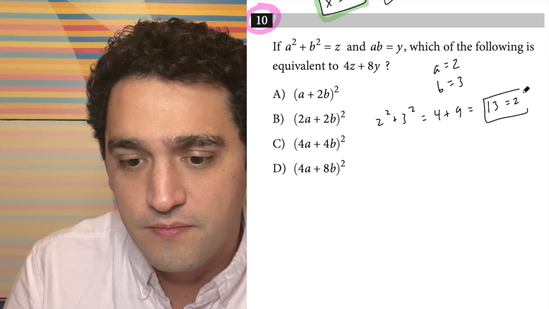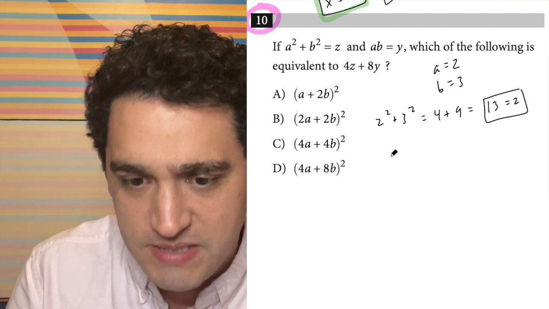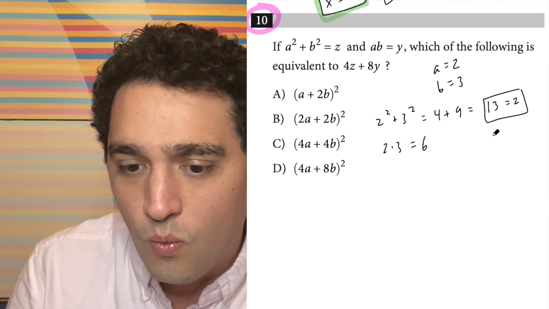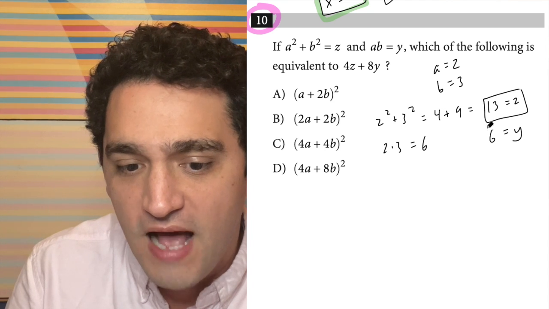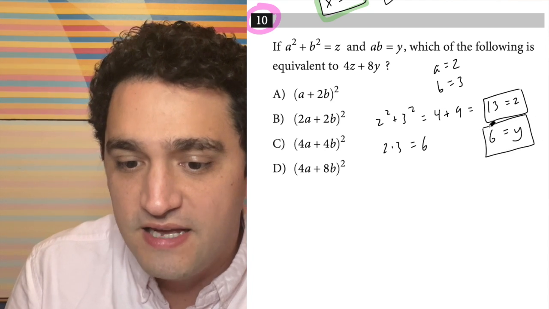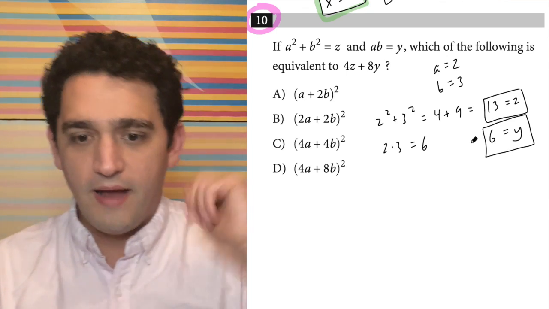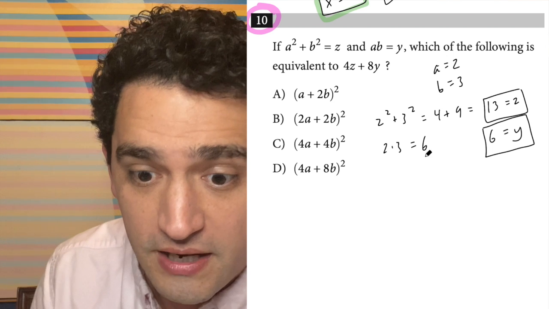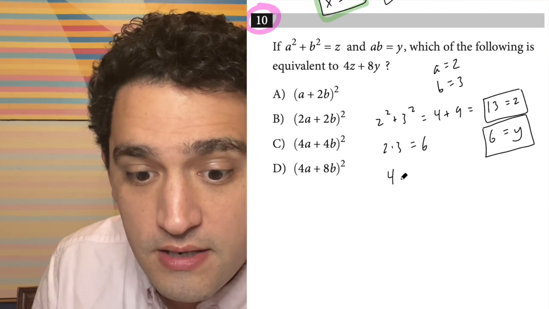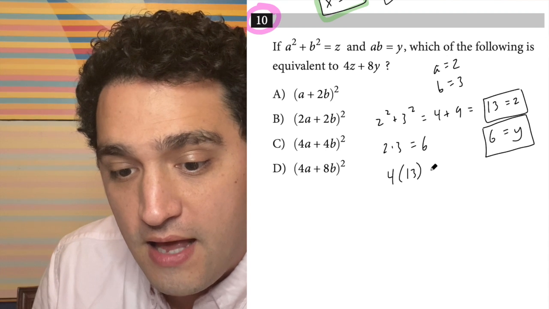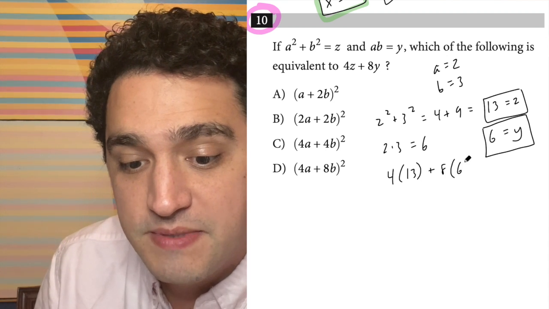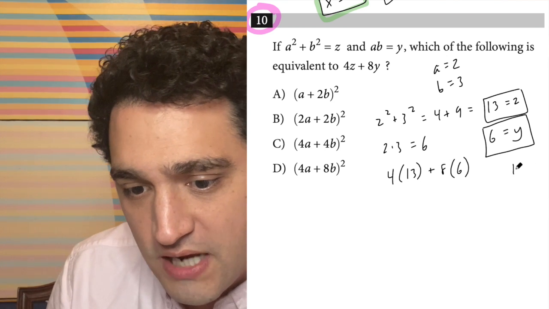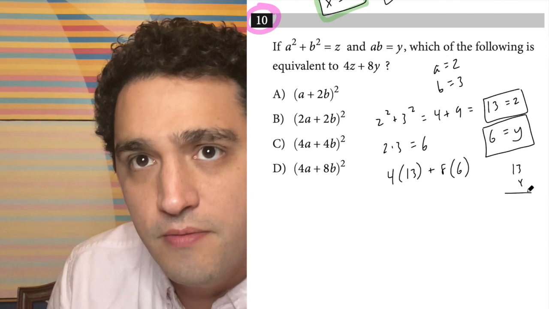Let's write that down. And if Y is A times B, that's 2 times 3. That's 6. Y equals 6. We have our values for Z and Y. Z is 13 and Y is 6. So what is 4Z plus 8Y? Well, let's plug it in. 4Z will be now 4 times 13, and 8Y will be 8 times 6. Now, we don't have a calculator, so let's do some actual math here. 4 times 13 will be 13 times 4 here.